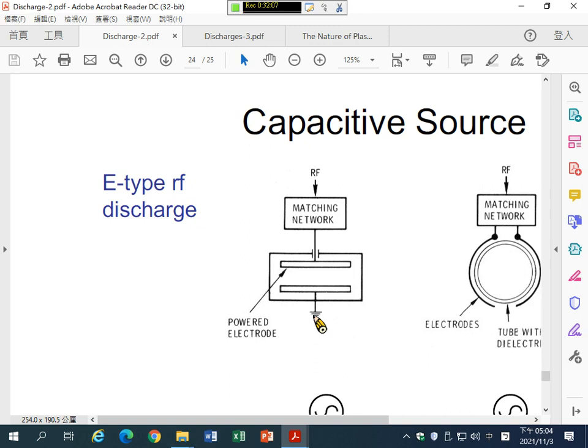Okay, and when we make an RF diode system, you can use a metallic electrode, or you can use insulating material on the surface of the metallic electrode. Okay, so in this case, if you place a glass or quartz plate on the surface of the RF hot electrode and on the surface of the ground electrode, you can still generate plasma by RF capacitive discharge.